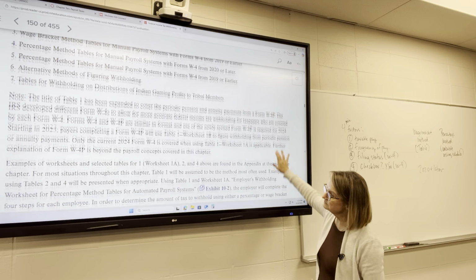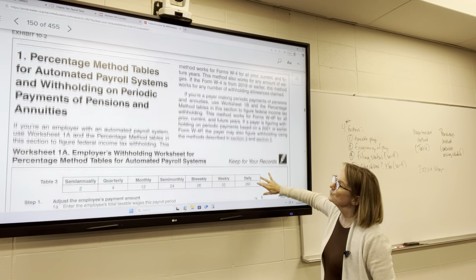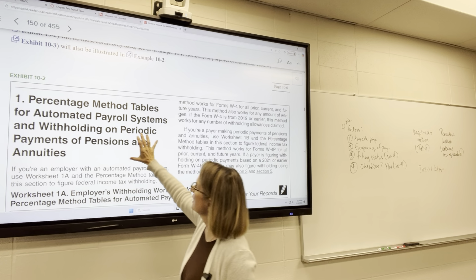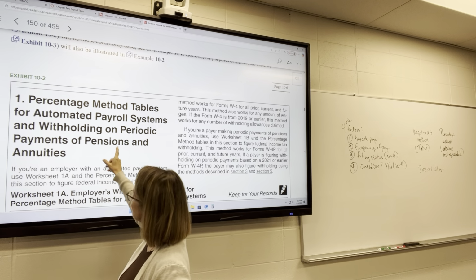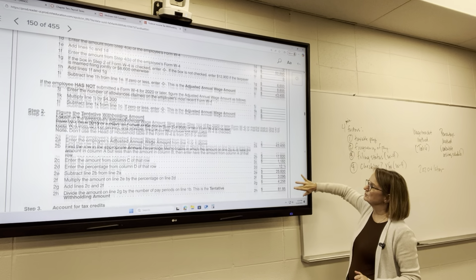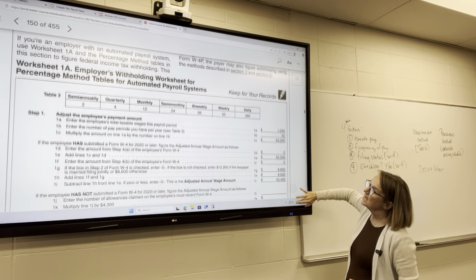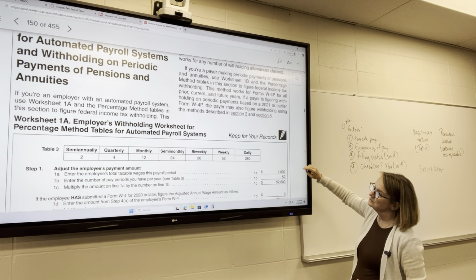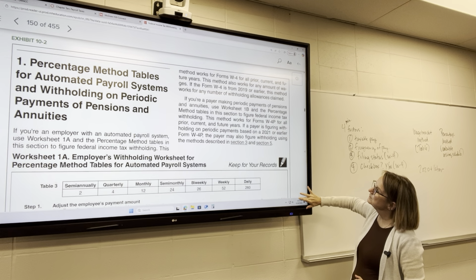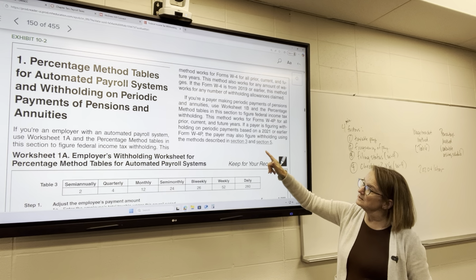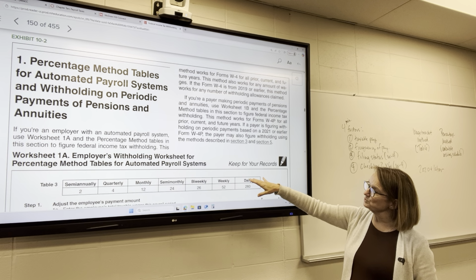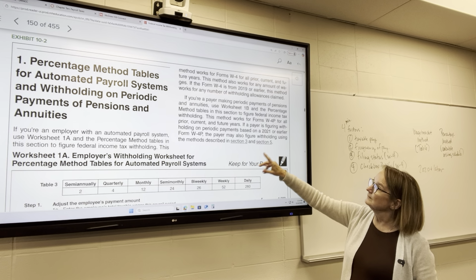Let's see. What else do I want to say? So there are different methods for withholding on pensions and annuities. There's a special section for pensions and annuities as well, and that's what it's referring to here. I think so. Employers withholding. Although this is really weird because it says periodic payments of pensions and annuities, but then it's talking about employers withholding. I don't think that's right.